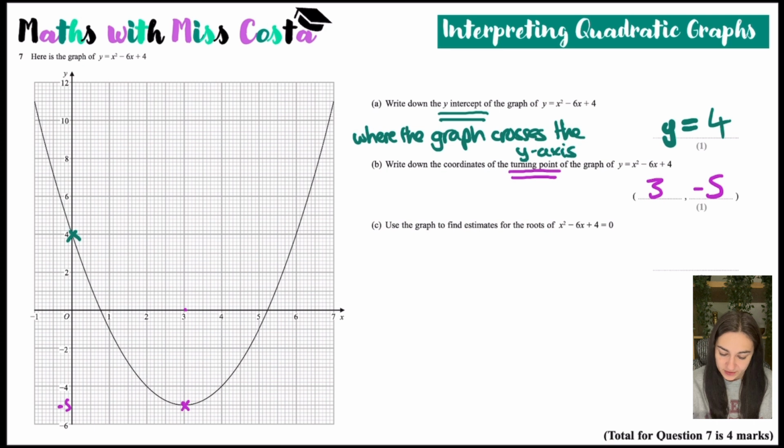And now I'm being asked to use the graph to find estimates for the roots of x squared minus 6x plus 4 equals 0. So what that means is I want to know when this graph, which they've drawn for me, equals 0. Okay, so what I want to do is, where's the line y equals 0?